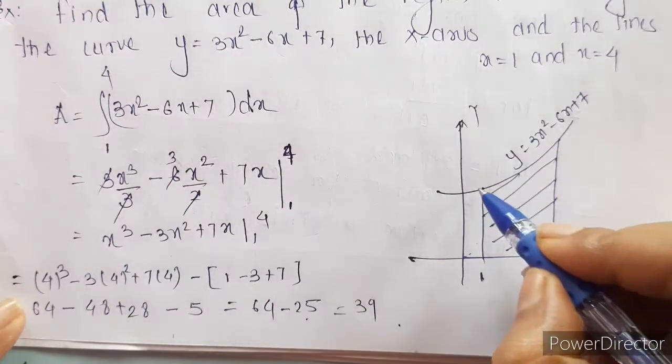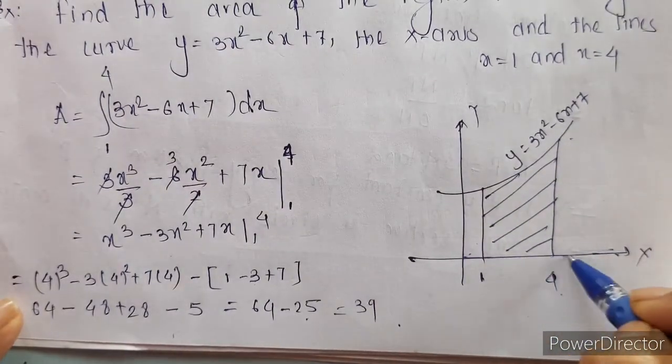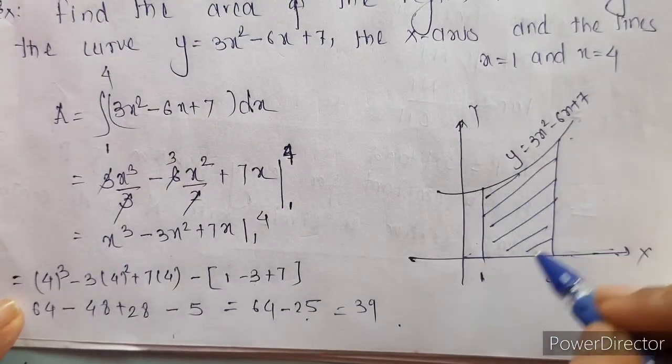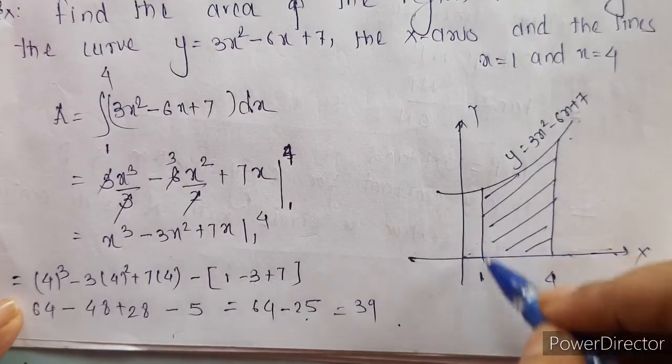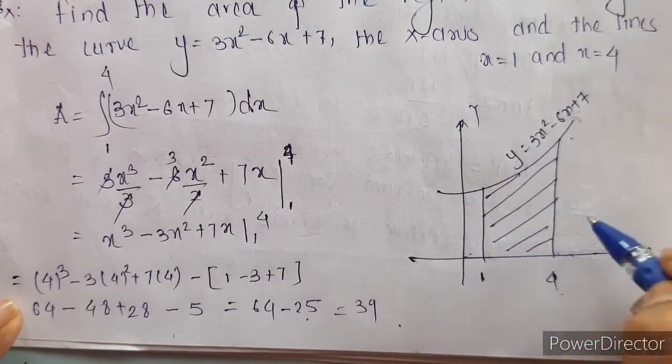So the area under this curve and the x axis, the area bounded by this curve, the x axis and these lines 1 and 4, is nothing but 39.